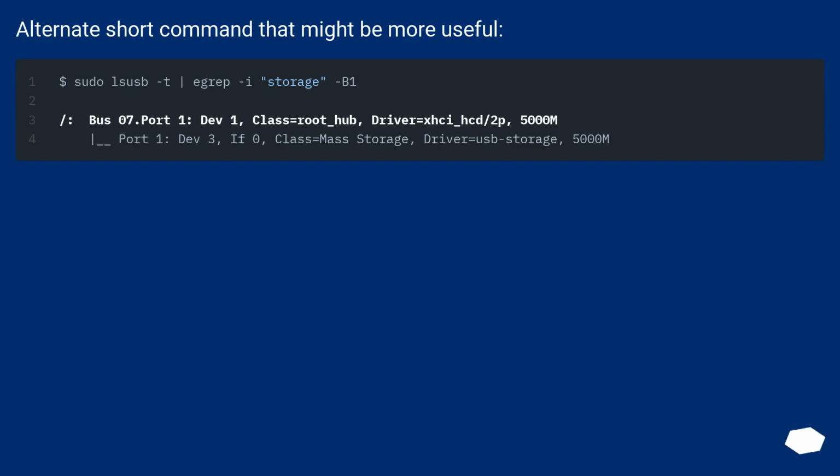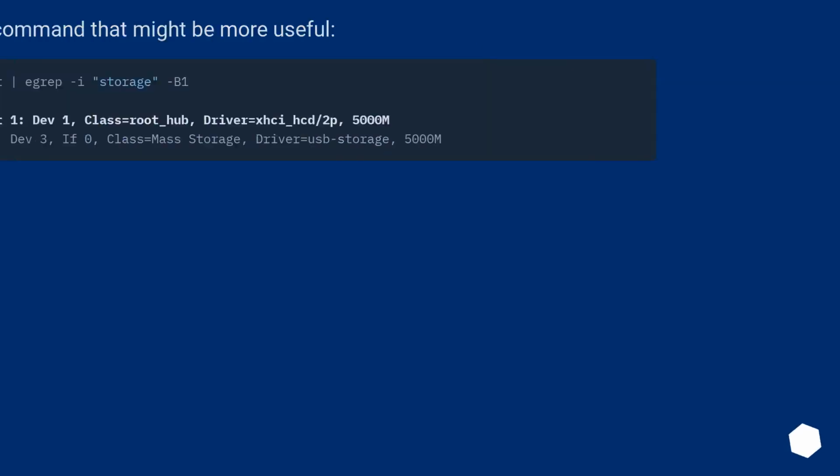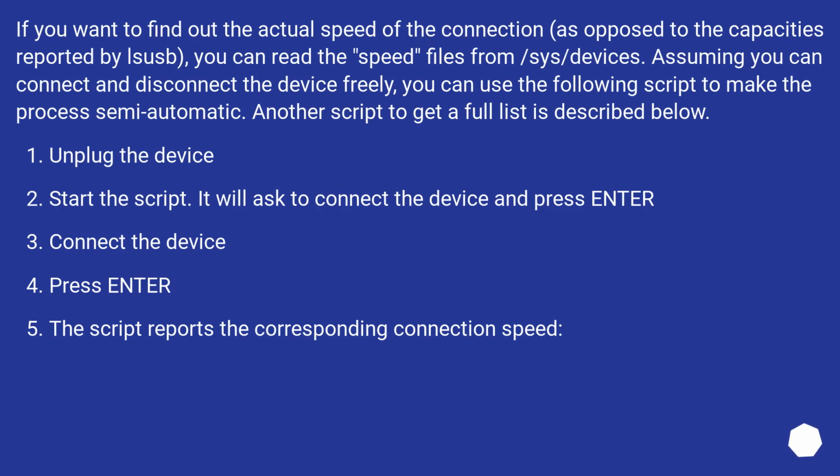Alternate short command that might be more useful. If you want to find out the actual speed of the connection, as opposed to the capabilities reported by lsusb, you can read the speed files from /sys/devices. Assuming you can connect and disconnect the device freely, you can use the following script to make the process semi-automatic.